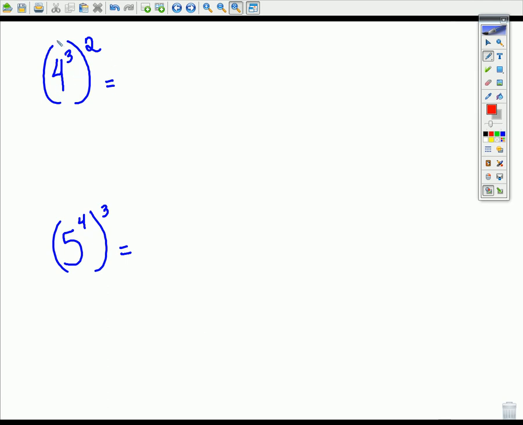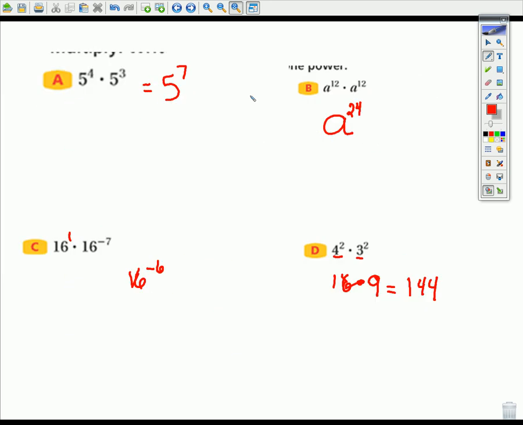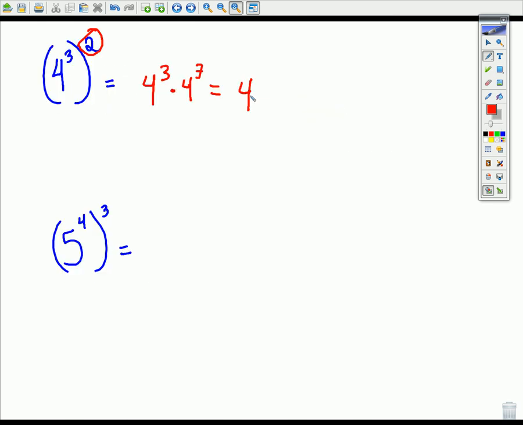Next, let's see what happens when we have this. I have 4 to the 3rd power raised to the 2nd power. So this tells me there's 2 copies of 4 to the 3rd. So this is 4 to the 3rd times 4 to the 3rd, which we know is... We're going to use this property back here. So we're going to keep the base and add the exponent, so it's 4 to the 6th.